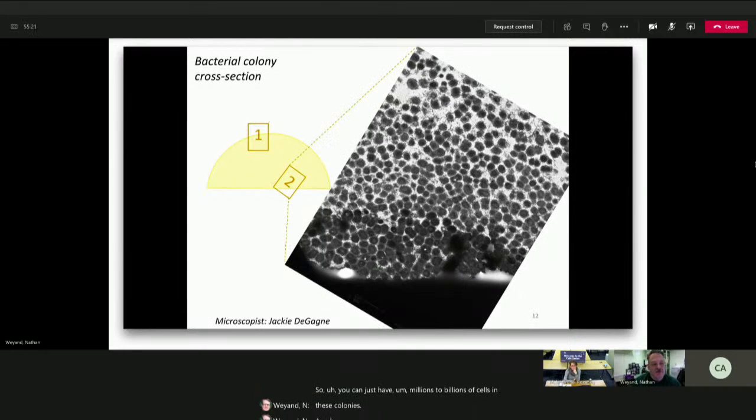And here is another cross section from region 2 on this colony. And you'll notice the cells are more densely packed at the bottom where they're interfacing with the plate surface. So the inside of a colony is not homogeneous. There can be differences in many different things, including oxygen gradients.